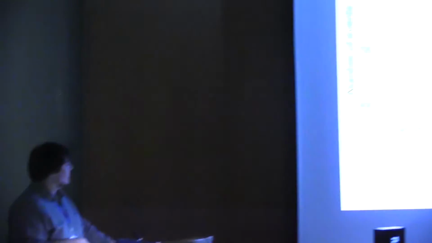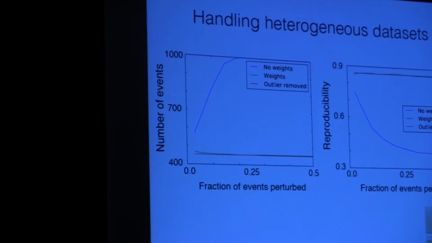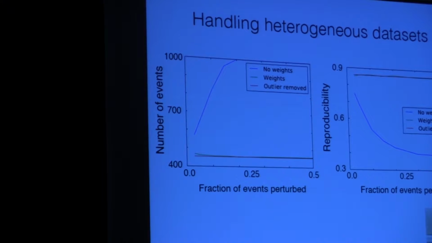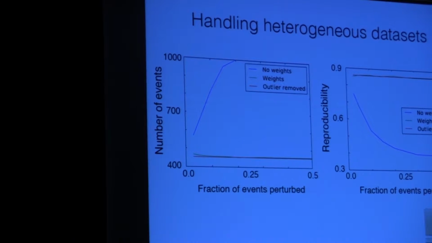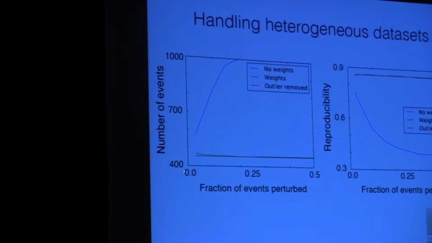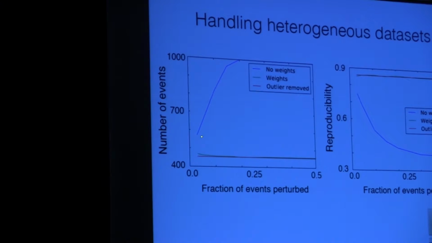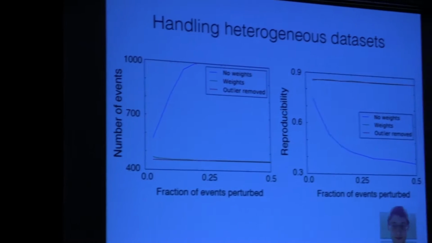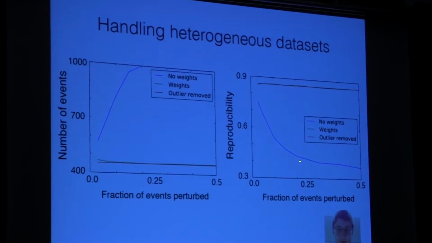So you can see here, we take a set of LSVs where we perturb the splicing pattern in one of them, make condition an outlier, and we can ramp up what fraction of those events are perturbed. You can see without correcting for this, the number of changing things skyrockets and the reproducibility plummets very quickly.